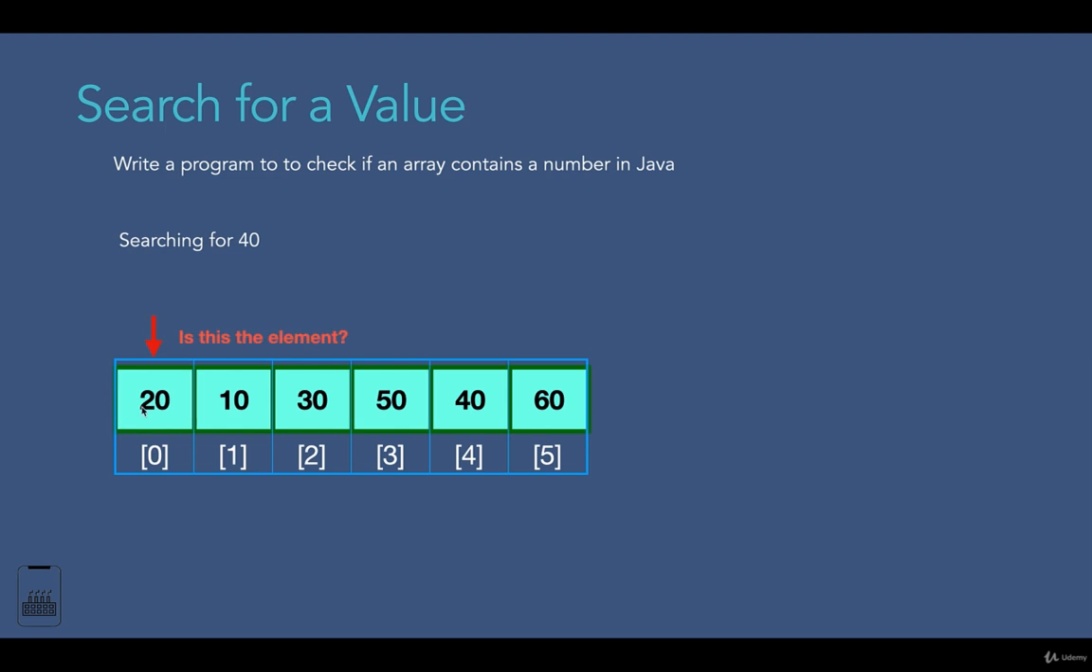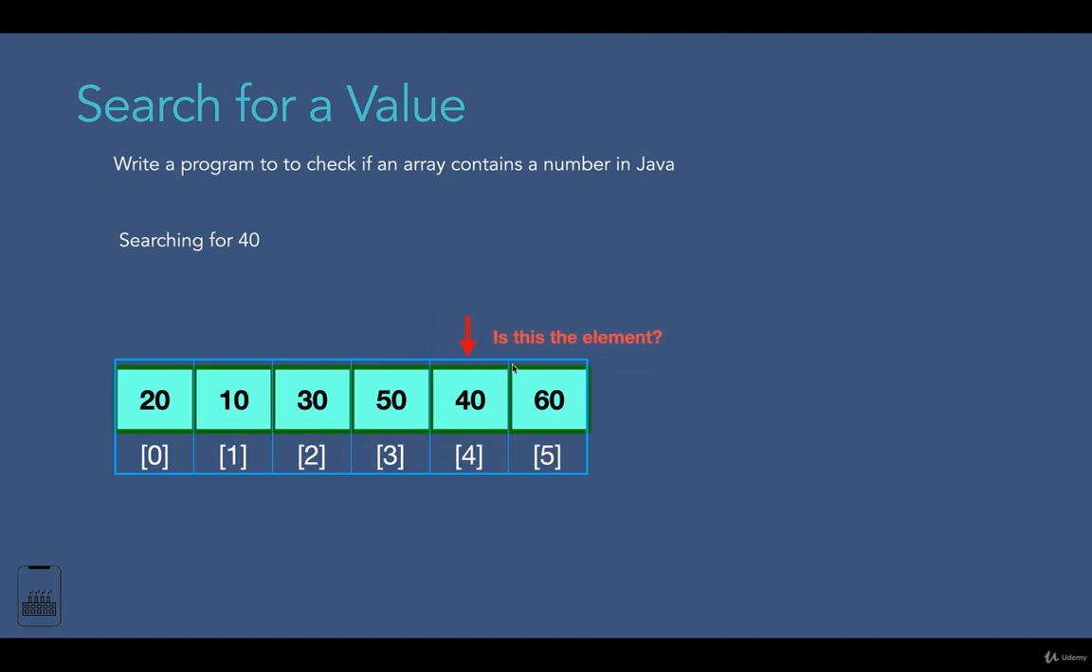In the first element we have 20. So we are checking, is this the element that we are looking for? We see that it's not, so we are continuing to the next element. One more time we are checking, is this the element that we are looking for? We see that it's not, then we are continuing to the next element. Then one more time we check, and we see that it's not, so we continue to the next element.